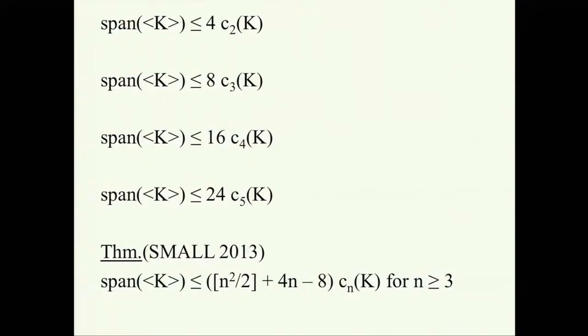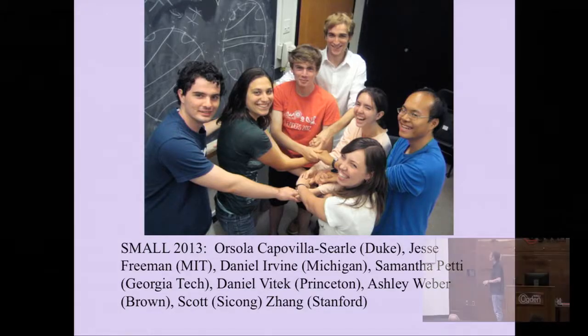But in particular, SMALL 2013, I'll introduce you to them on the next slide, is a group of students I was working with. And so what we proved was this fact, that the span of the bracket polynomial is less than or equal to the greatest integer less than or equal to (n squared over 2 plus 4n minus 8) times the n crossing number. So we get this lower bound on n crossing number, which then allows you to actually determine n crossing numbers for various n.